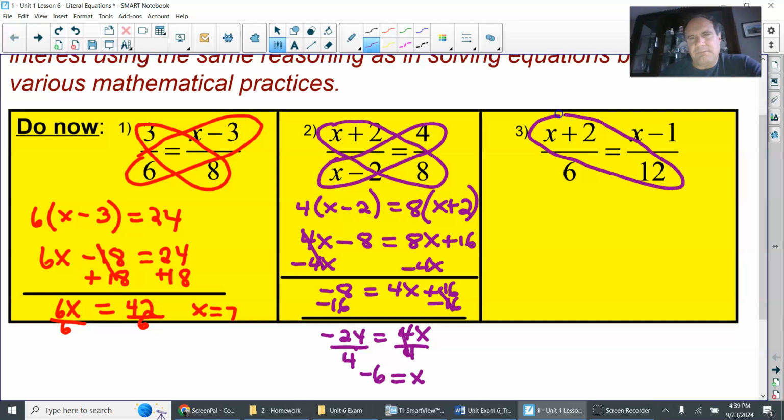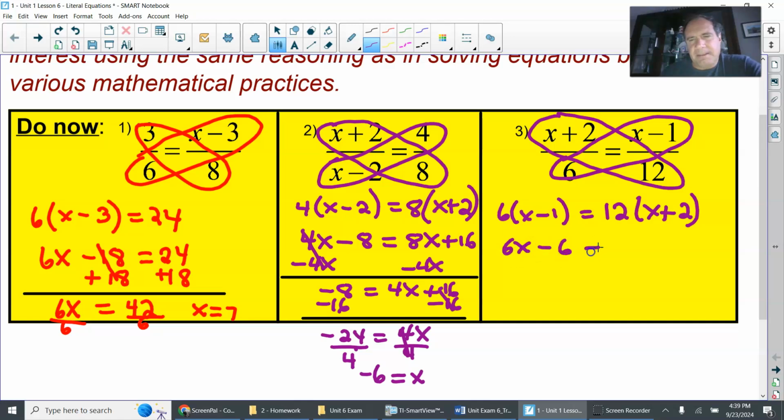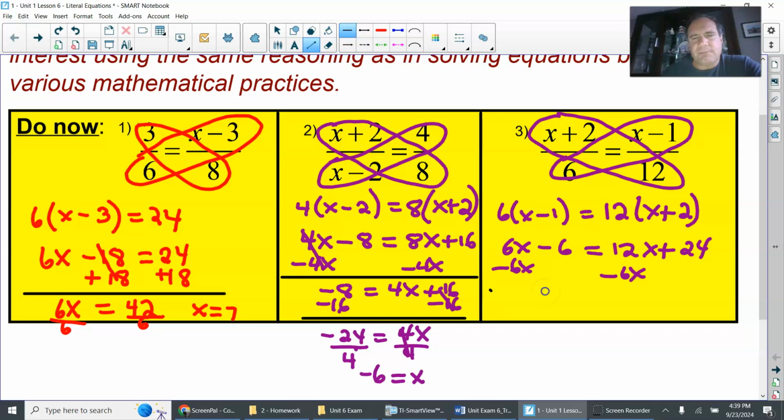Same thing for the last one right here, like this. You get 6 times x minus 1 in parentheses, and then you get 12 times x plus 2 in parentheses. You get 6x minus 6 equals 12x plus 24, and then you have the 6x and the 12x, so you need to get the smaller x over to the larger x. So that's what we're going to do. Get those x's together. This cancels.